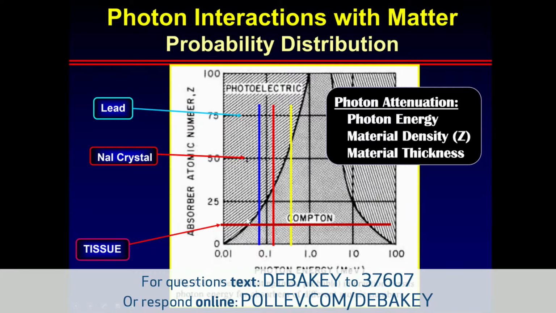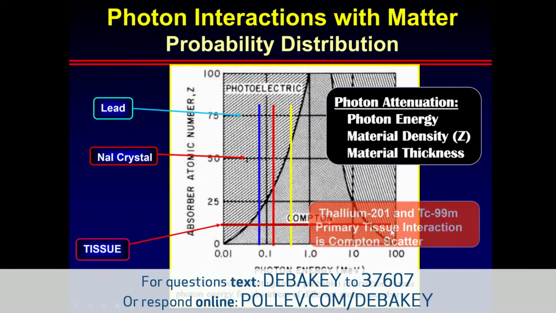Most of the time, what you see with both thallium and technetium is actually scattering within tissue. So this is a major problem. That's why, when these scattered photons are being looked at, we look at the energy of the scattered photon and only accept those photons with a certain energy, because otherwise you'd be degrading your spatial resolution even more than you would ordinarily. And again, remember, with thallium and technetium, the primary tissue interaction is Compton scatter.